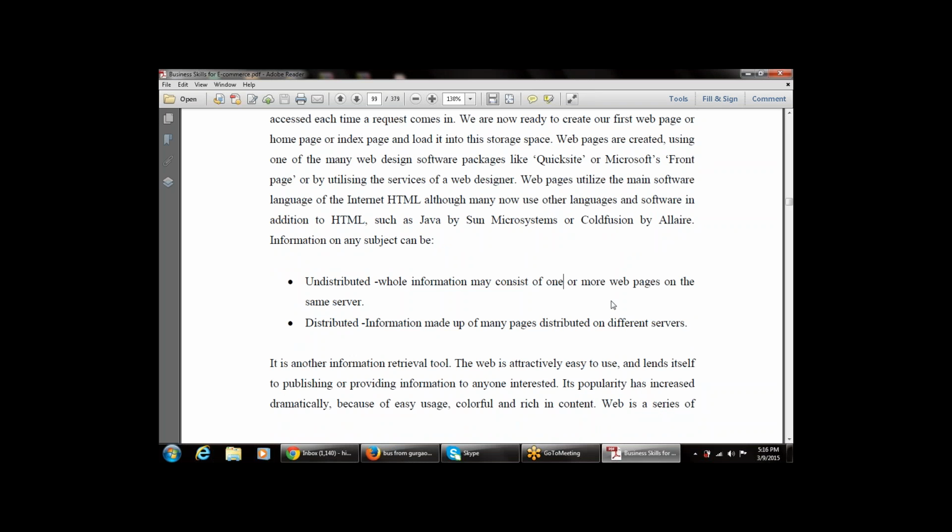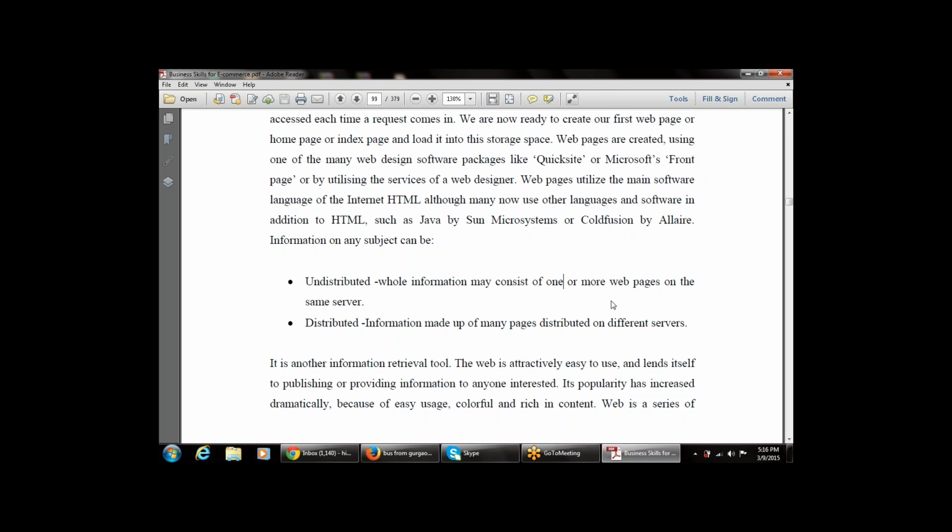In undistributed, the data is not distributed among each other. In distributed, the information is made up of many pages, that is, the information is divided and split up into many pages that are distributed on different servers. So there are different servers, and different information is available over the internet.